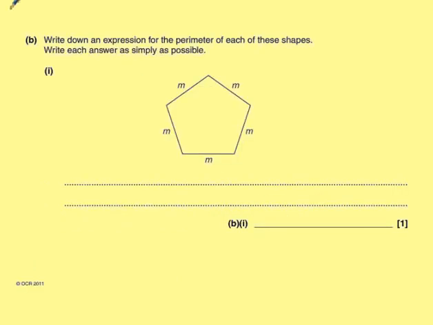Part B says write down an expression for the perimeter of each of these shapes. Write each answer as simply as possible. So part 1, I've got a pentagon, which is a 5-sided shape. I've got 1, 2, 3, 4, 5 M's. So M plus M plus M plus M plus M. 1, 2, 3, 4, 5. My answer to that is equal to 5M. So my answer line, 5 times M we write as 5M.